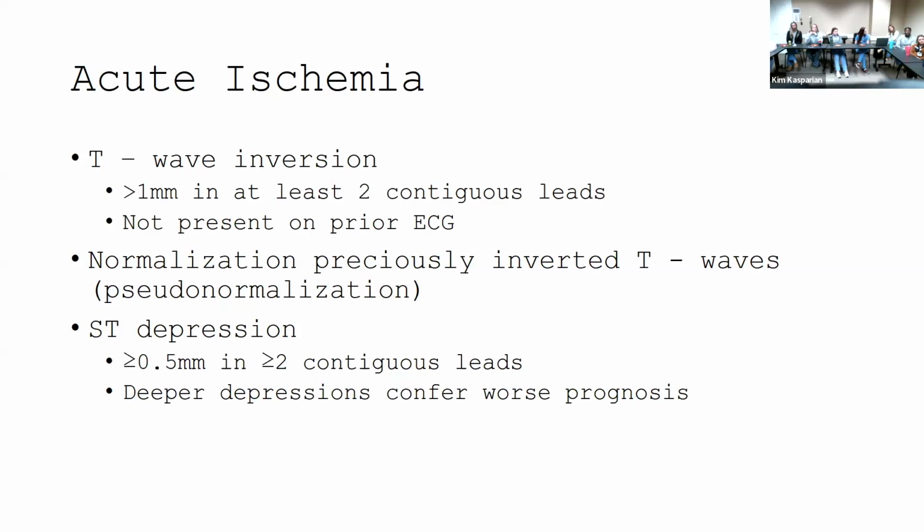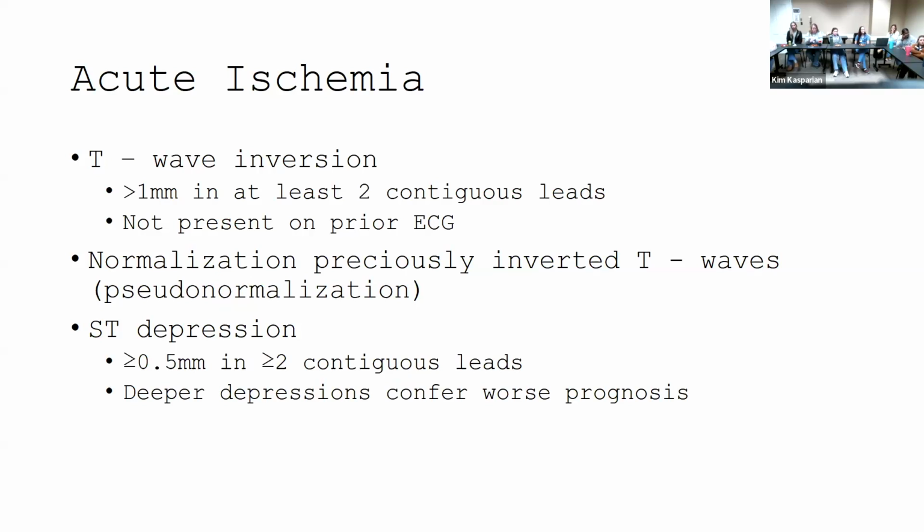All right, so a little bit about ischemia. First of all, T waves greater than 1 millimeter in at least 2 contiguous leads that are new. Or if their baseline EKG has inverted T waves and suddenly those T waves are upright, that's also concerning. That can be just as much a sign of new ischemia. And then ST depressions, similar. You want to have greater than or equal to 2 contiguous leads with at least 0.5 millimeters of depression. And the deeper the depressions, the worse the outcome for the patient.